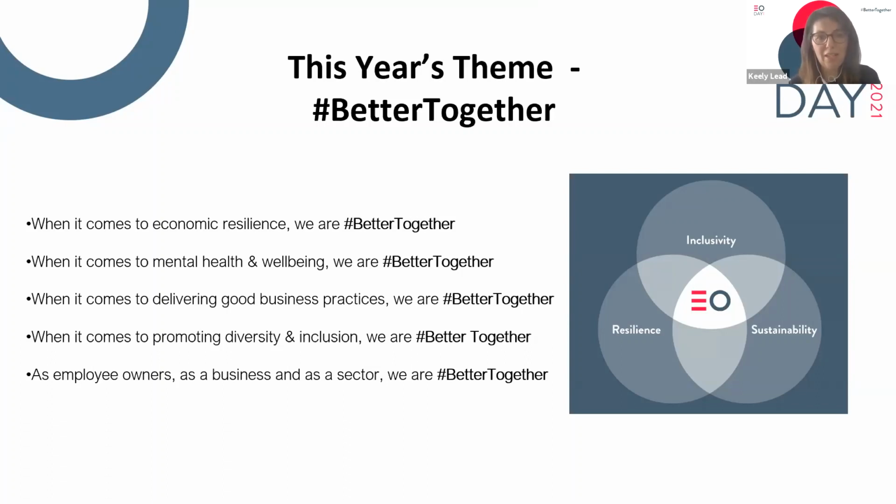So thinking of all that and how we're better together, and reflecting on what we've been hearing, what we want to hear about from you is how we're better together for economic resilience, mental health and well-being, when it comes to delivering good business, when it comes to promoting diversity and inclusion, and also as employee owners, as a business and as a sector, how we offer positive impacts by being better together. So these interlocking circles we're talking about are a demonstration of how we are better together through a year, and that will be different for businesses and individuals.